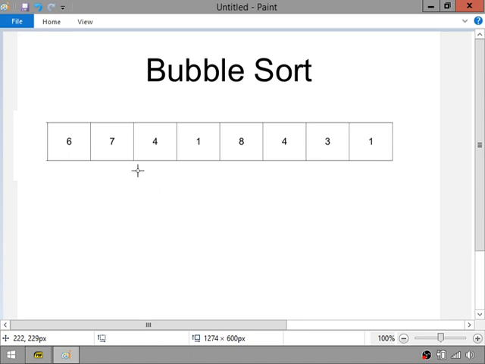Now a bubble sort starts off by looking at two items at a time, and it gradually makes its way through the list doing swaps. And I will illustrate that for you.